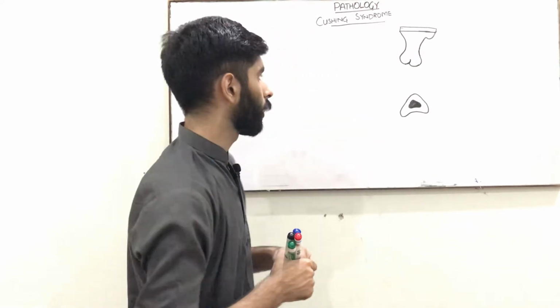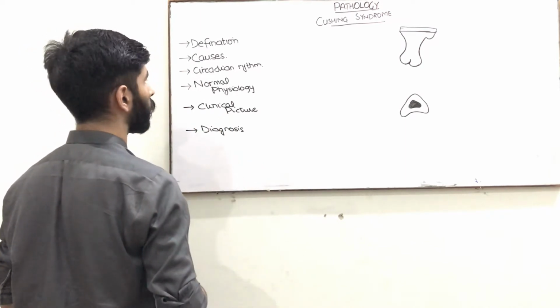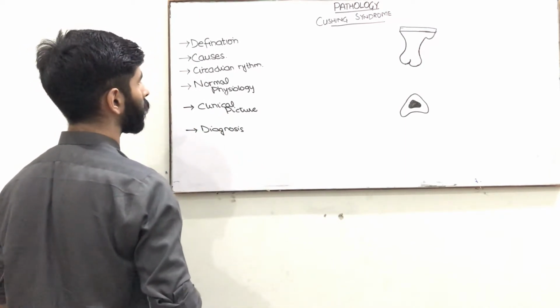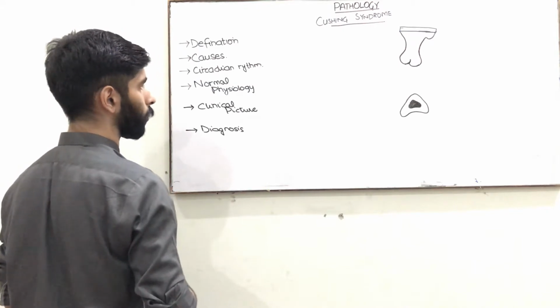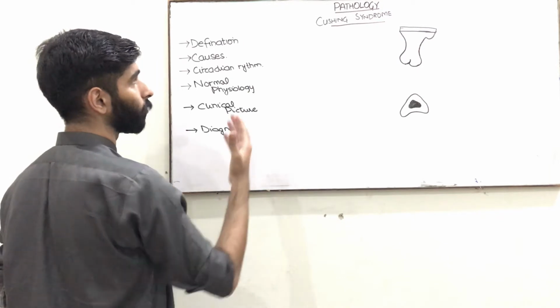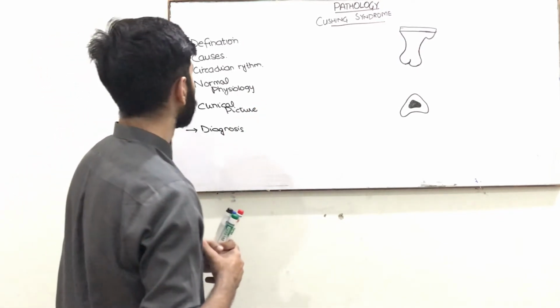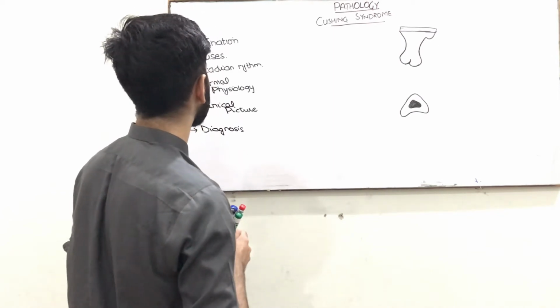In this lecture, I am going to discuss the definition, the causes of Cushing syndrome, what the circadian rhythm is, the normal physiology of cortisol, the clinical picture of a patient who presents with Cushing syndrome, and how to diagnose this condition. So we will start with the definition.